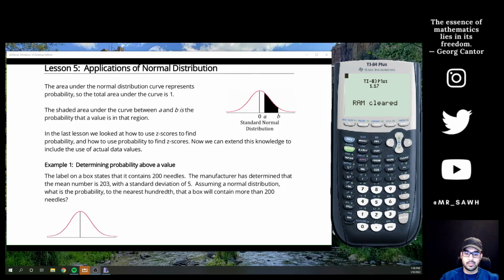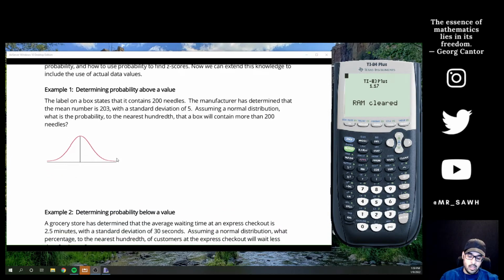Now everything we're going to do remains the same. The context is just changed. So as a little bit of a recall, the area underneath that normal curve represents probability, so it must total to 1 or 100%. The shaded area underneath is the probability that a value is within that region if it's bound by the values A and B. So that black section shaded in on this curve represents the probability that a value is in that range. Okay. Now, like this says, we can extend this to include actual data values. We did this based on z-scores in the previous lesson, but this time we'll focus on actual values.